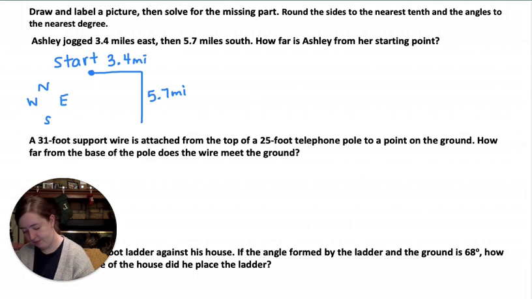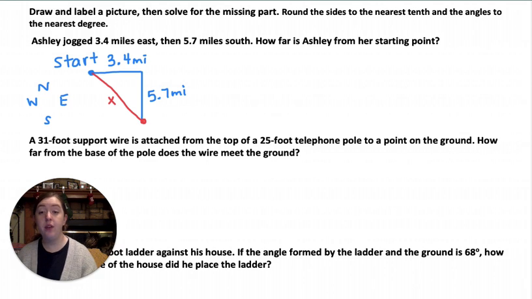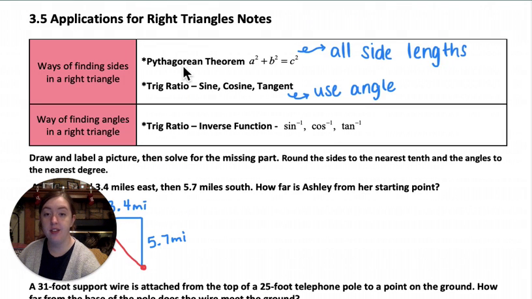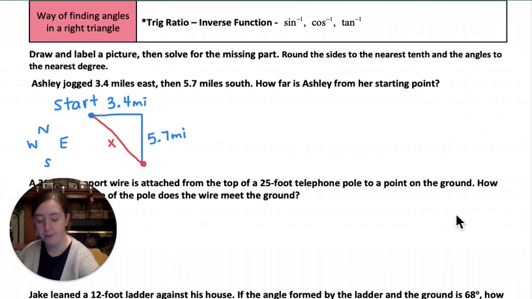And we want to know, how far away is she from her starting point at this point? So we want to find this distance right here. If you notice, 3.4, 5.7, and x are all side lengths of my triangle. Since all I have is side lengths, I'm going to use the Pythagorean theorem. One of the main things to remember in the Pythagorean theorem is that c has to be your hypotenuse. So we have a right angle right here when she turned from going east to going south. Across from that right angle is our hypotenuse, or c.